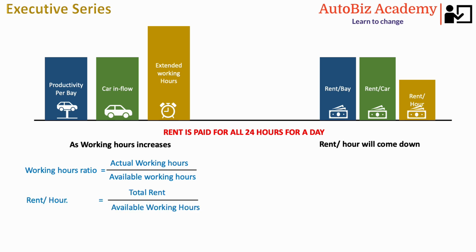Then rent per hour. Total rent paid for a day divided by available working hours, that is 24 hours, gives you the standard rent per hour. Then actual rent per hour is the total rent paid for a day divided by actual working hours. If you are utilizing the workshop for 10 hours, 11 hours or 8 hours, divide the day's rent by the actual working hours. As you increase your working hours, the rent per hour will come down.